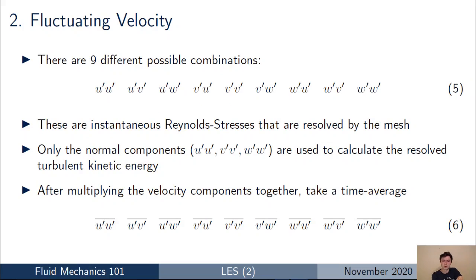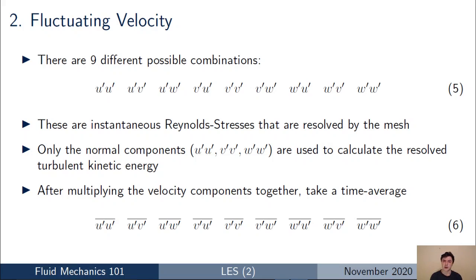And so if we want to get the turbulent kinetic energy, we're going to have to multiply these velocity components together. And because we have three different fluctuating components, there are going to be 9 different possible combinations of those velocities multiplied together. And these combinations are often referred to as the instantaneous Reynolds stresses, because they're going to be the stresses associated with the fluctuating velocity. And these are instantaneous at the moment because we've just taken the velocity field and multiplied them together.